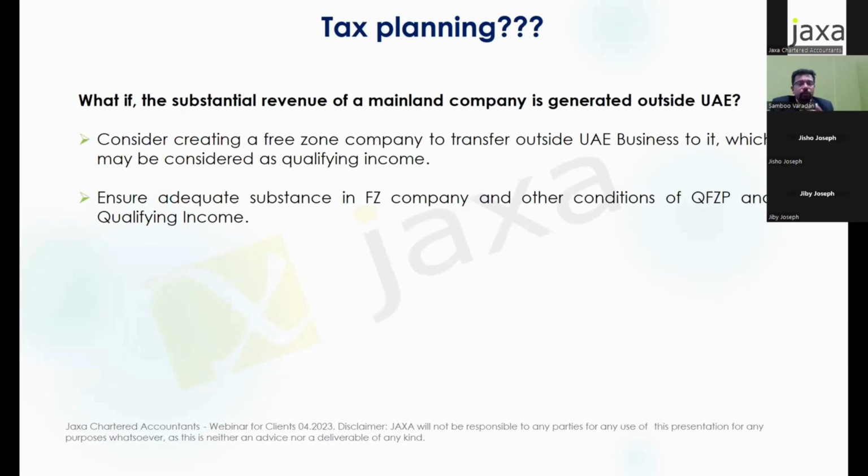During this period, you can do a lot of tax planning. An example is given here: if you are a mainland company and the majority or a substantial part of your revenue is being generated from outside UAE, you can consider creating a free zone company and transferring the outside UAE business to it, so it may be treated as qualifying income. But when you create a free zone company to transfer this, you have to make sure that there is adequate substance in the free zone and that the other conditions of a qualifying free zone person and qualifying income are satisfied.